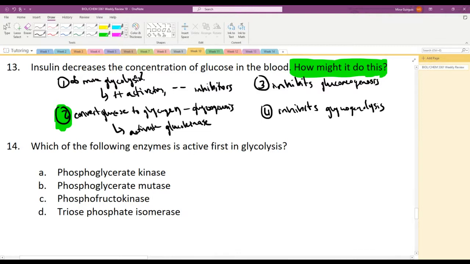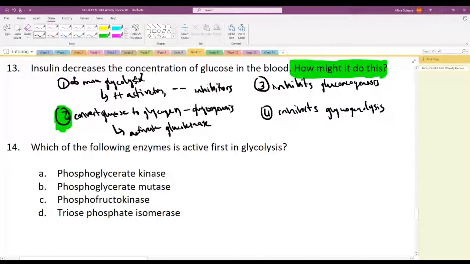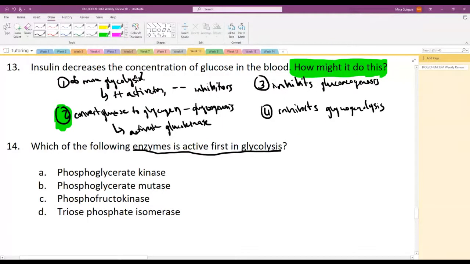All right, so now, which of the following enzymes is active first in glycolysis? This is, admittedly, if you don't know glycolysis, a very hard question. However, this is here to remind you, you have to memorize glycolysis for your exam. There is no way around it. You need to know every reactant, product, enzyme catalyzing it, and I would just know like magnesium is the cofactor for these reactions. I would know spontaneity and regulation. All of these you have to know on the exam, okay?